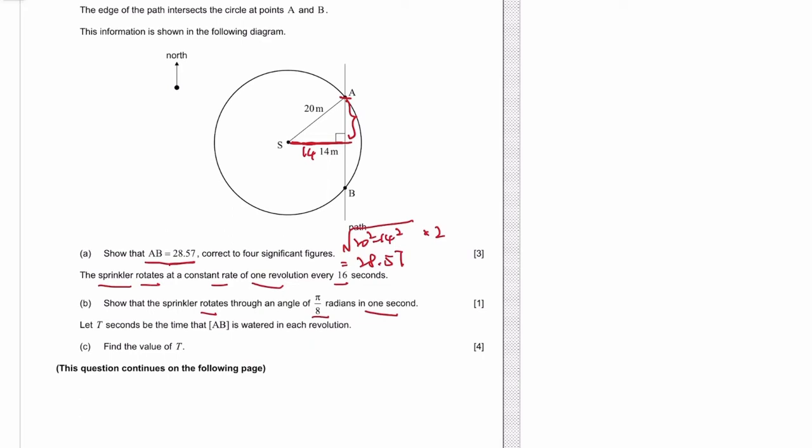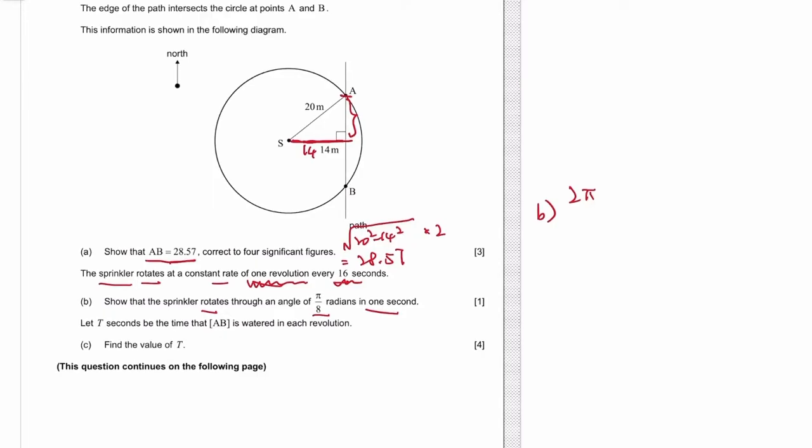So the question is like, what's the angle that the thing rotates in a second? We know it goes through a full circle in 16 seconds. Now, a full circle is 2 pi radian, right? Because 2 pi is the same as 360 degrees. But you do a full circle in 16 seconds. So the angle you rotate per second is 2 pi divided by 16. So that's why it's pi over 8.